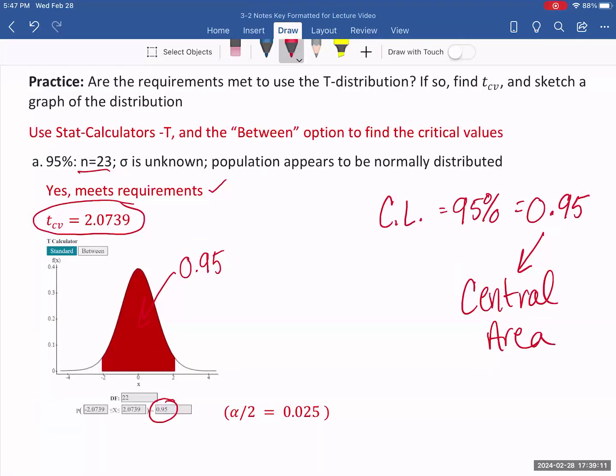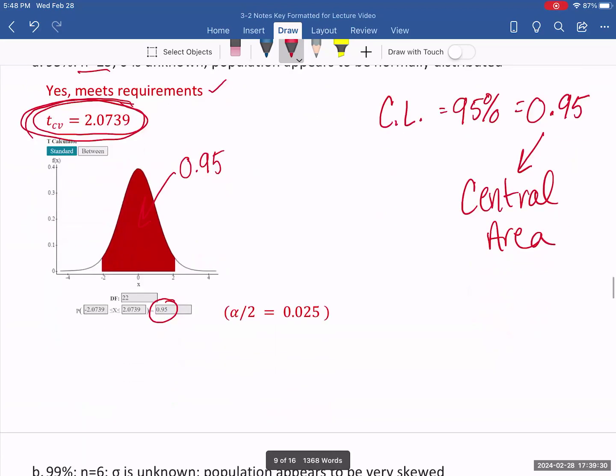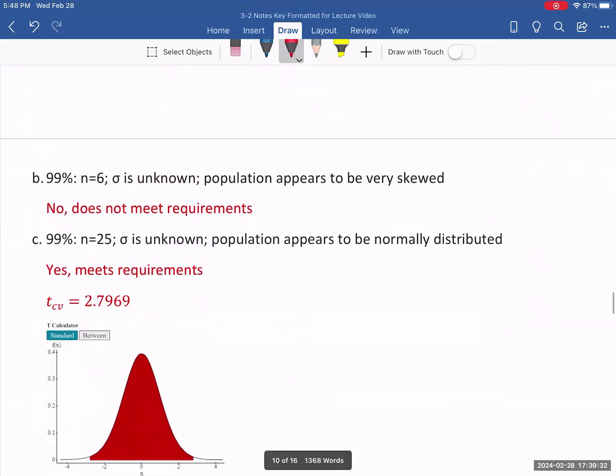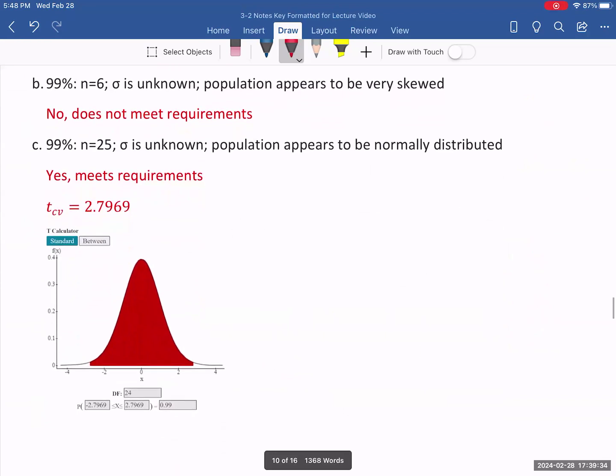Oh, and we're back. All right, and now Christina has circled the critical value of 2.0739. Got that pen working again. Excellent. I don't know what happened. Okay, all right. Let's do one more of these.